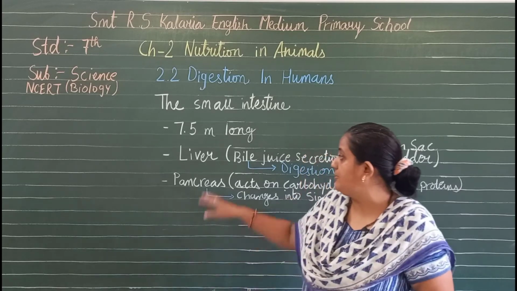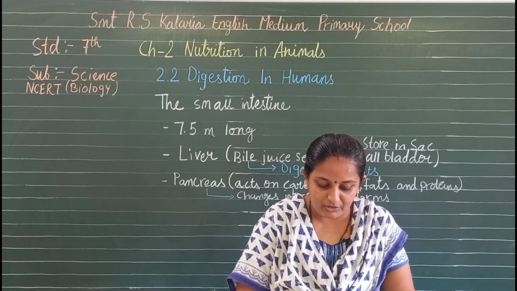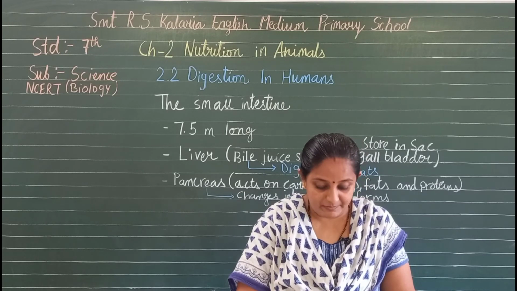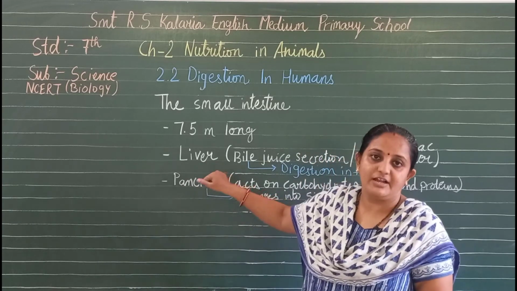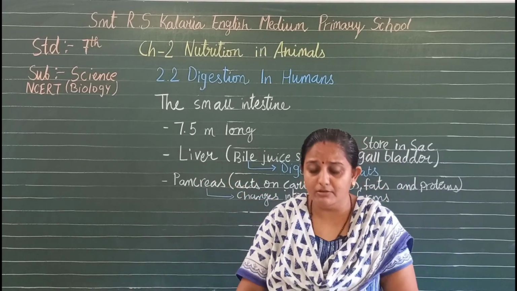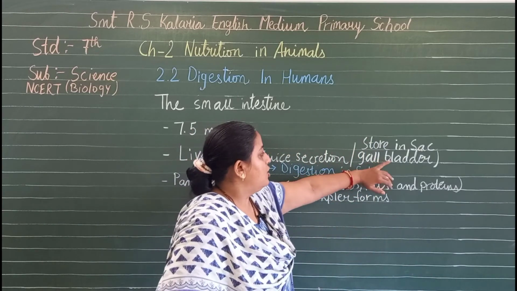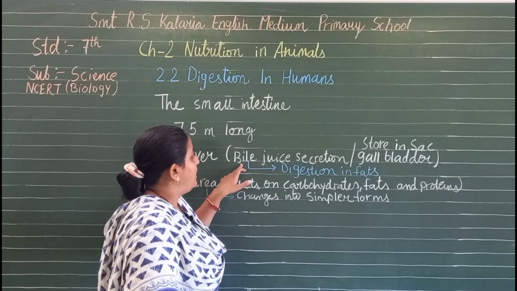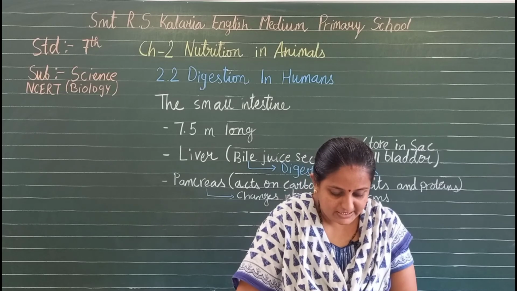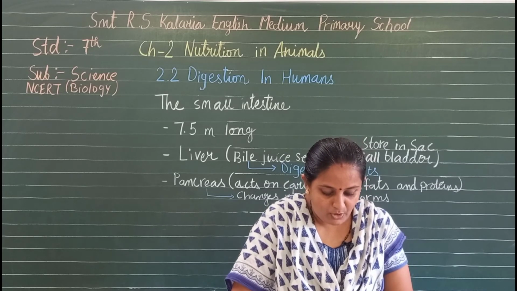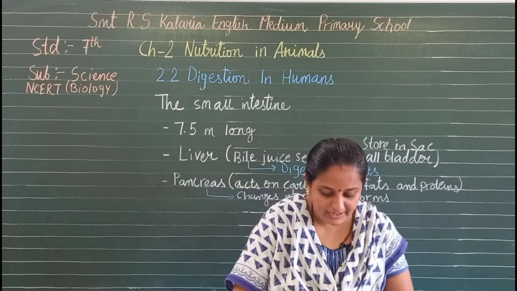First, let us understand the liver. What is a liver? The liver is a reddish brown gland situated in the upper part of the abdomen on the right side. It is the largest gland in the human body. It secretes bile juice that is stored in a sac-like structure known as the gallbladder. Bile helps in the digestion of fats. So bile is stored in the gallbladder and plays an important role in the digestion of fats. Fats की digestion में help करता है.